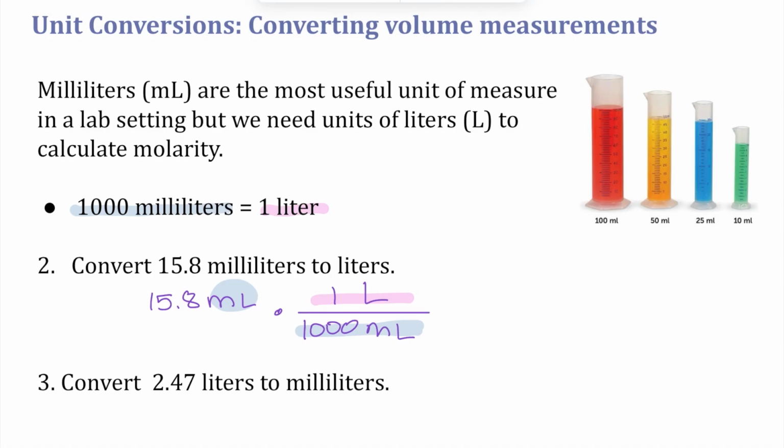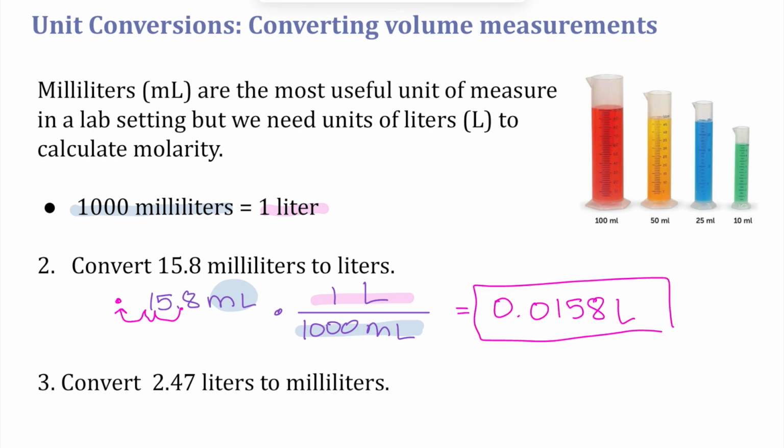And if you have done unit conversions in the past, dividing by 1,000, that's the same as us taking this decimal and moving it 1, 2, 3 to the left. So you could do that conversion that way as well instead of setting up the conversion factor. So we would have 0.0158 liters is equal to 15.8 milliliters.